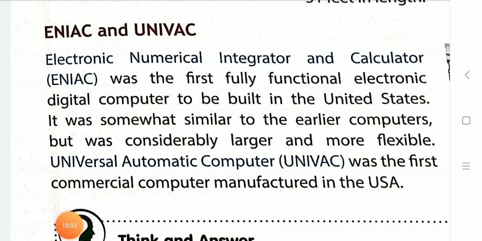Next, ENIAC and UNIVAC. The full form of ENIAC is Electronic Numerical Integrator and Calculator. It was the first fully functional electronic digital computer, built in the United States. Then UNIVAC, which means Universal Automatic Computer, was the first commercial computer. It was manufactured in the USA.